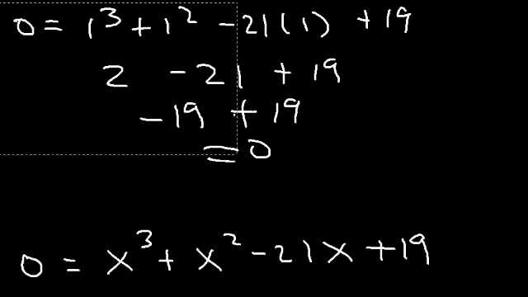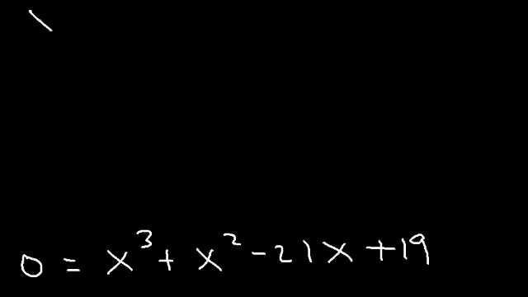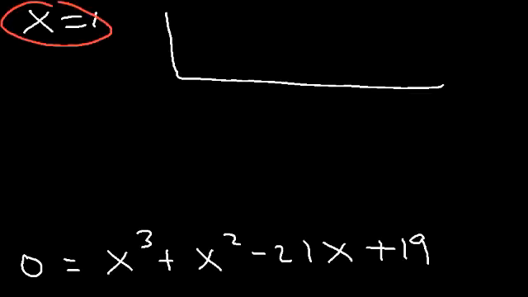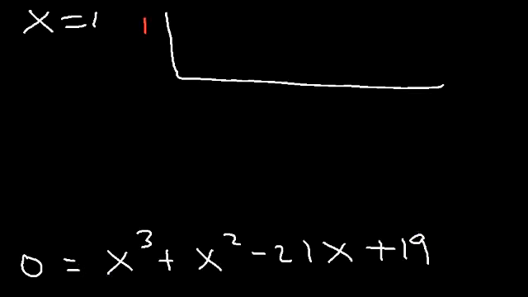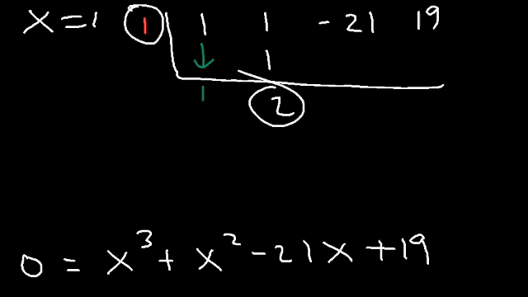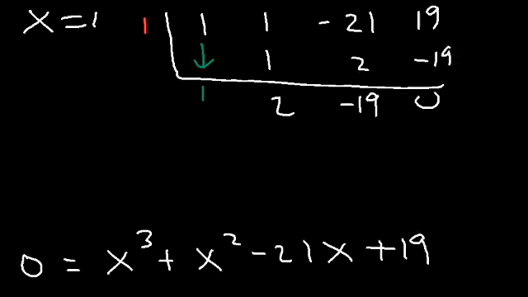Now let's see if there's any other solutions. To find the other solutions, you need to use synthetic division. This might be the only solution, but we don't know. So let's put this number here, and the coefficients of this polynomial expression, let's write it on the board. So it's 1, 1, negative 21, and 19. So let's bring down the 1. So 1 times 1 is 1, and then add. 1 plus 1 is 2, and then multiply. 1 times 2 is 2. Negative 21 plus 2 is negative 19. Times 1, that's negative 19, which adds to 0.